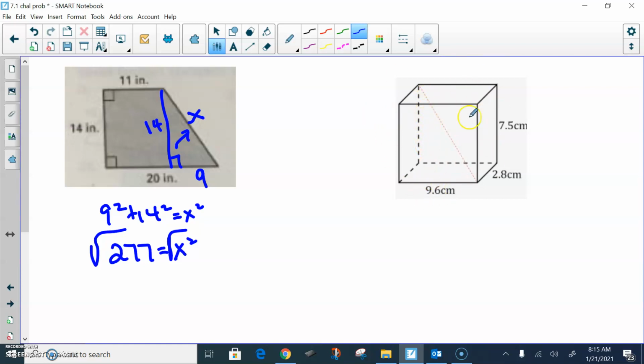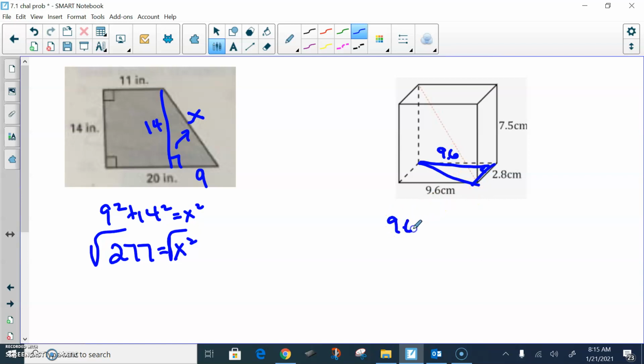Last one, we have a rectangular prism, and we're looking for the length of the diagonal from one corner to the other. So the first thing I'm going to do is find the length of the diagonal of the base. So I'm going to carry this 9.6 to the other side. I'm going to draw in the diagonal. So now we're looking at this right triangle. And we can easily do that with Pythagorean theorem.